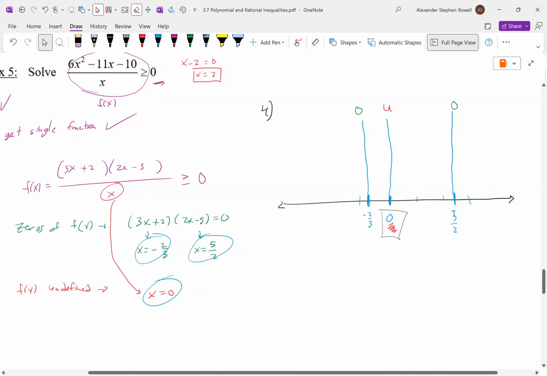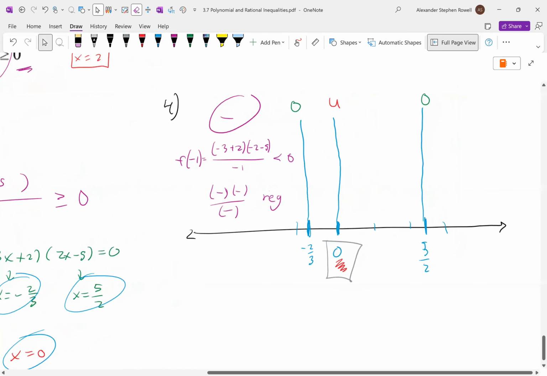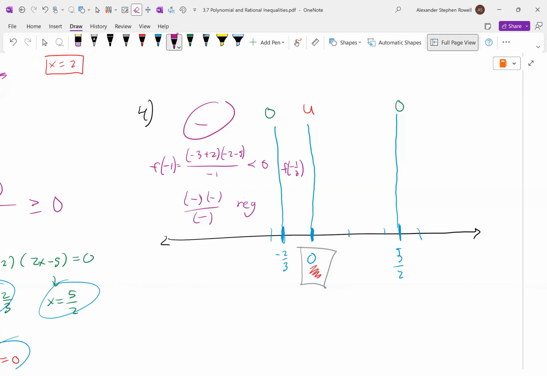All right, what's your favorite number less than negative 2/3? Okay, f of negative 1 is equal to negative 3 plus 2 times negative 2 minus 5 over negative 1. Really just gives me a negative times a negative over a negative, which is what? Which is negative. All right. This interval is negative. What's your favorite number between negative 2/3 and 0? Yeah, negative 1/3. But there's infinitely many numbers to choose from.